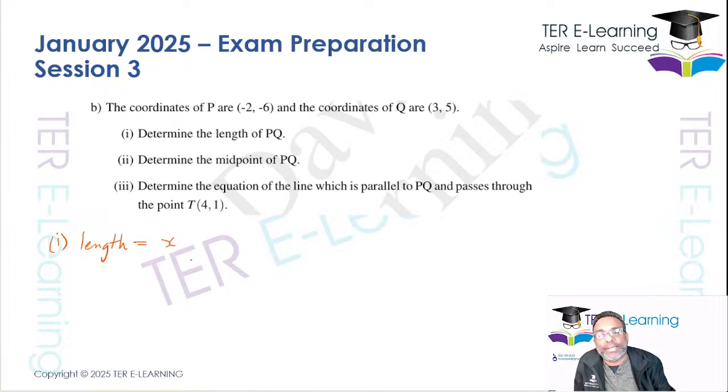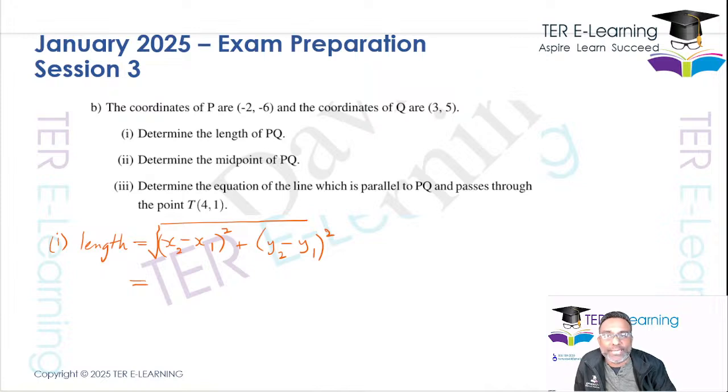So this formula here is x2 minus x1 squared plus y2 minus y1 squared, and we have to find the square root of this. This is the formula to find the length if you know two coordinates. One of the things that you should always do is label your coordinates. So let's call this x1, y1, and let's call this x2, y2. Always label your coordinates before you do anything. Then we're going to substitute those numbers into the formula.